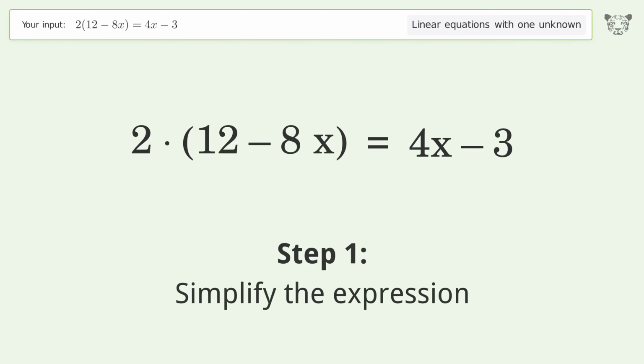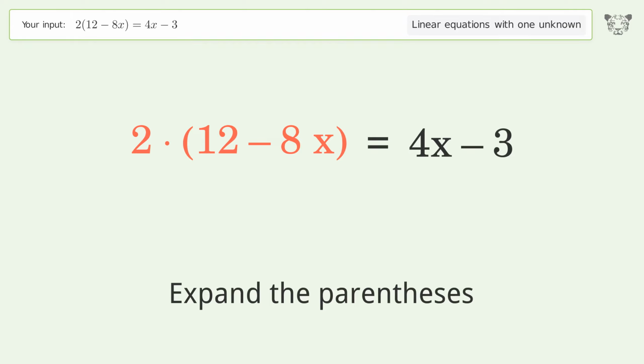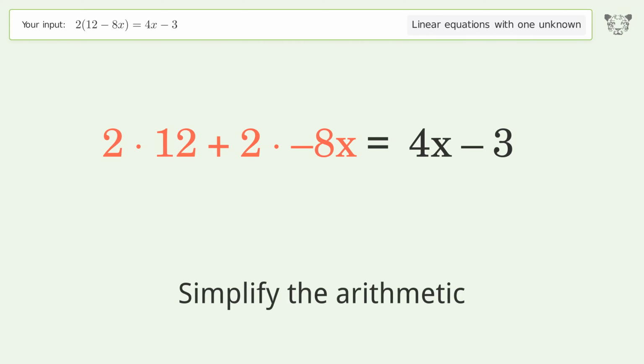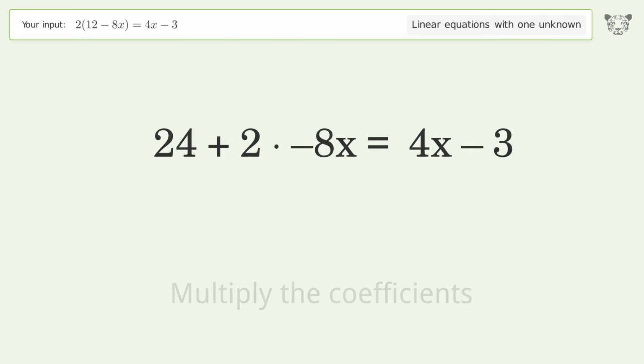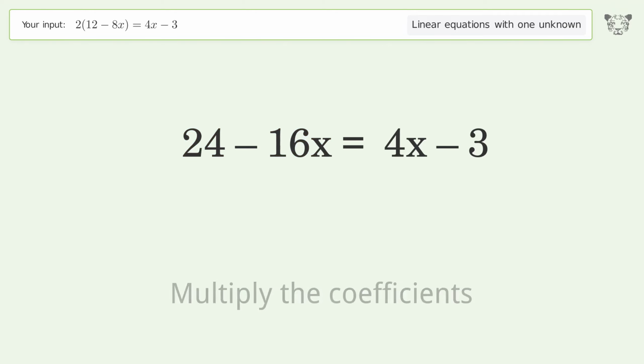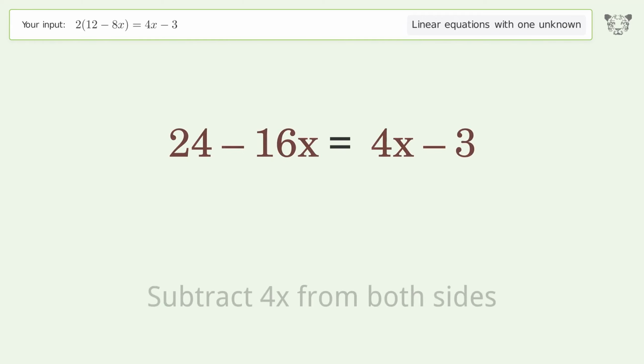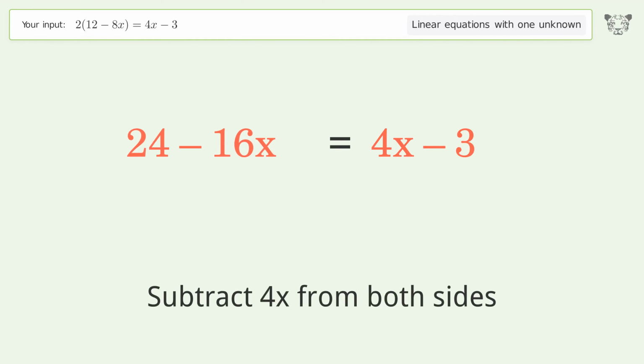Simplify the expression. Expand the parentheses. Simplify the arithmetic. Multiply the coefficients. Group all x terms on the left side of the equation. Subtract 4x from both sides.